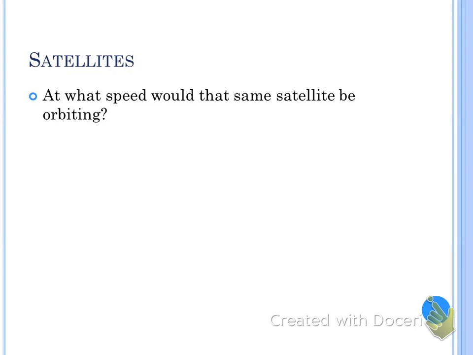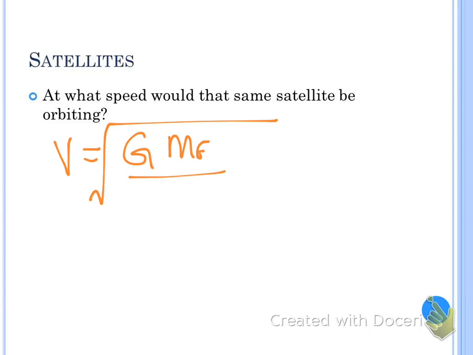Very good. Now our last problem here is going to ask, what speed would that same satellite be orbiting? From there, all we need to do is use our velocity equation for satellites. V equals the square root of G times the mass of the Earth over r. And what r value do we need to use here? We need to use the r value from the center of the Earth to our satellite, so not necessarily the answer to our last problem. We're going to take the step right before that.